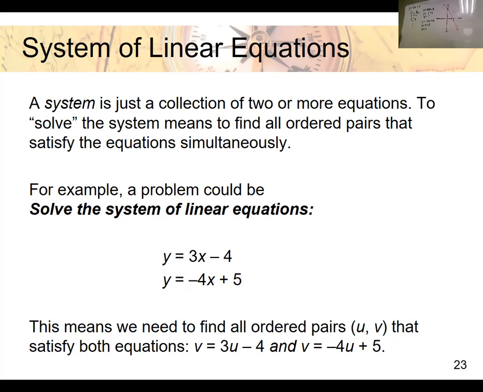So for a problem like this one, y equal 3x minus 4 and y equal -4x plus 5, we want to solve this. That means we need to find all the ordered pairs, which they call u comma b, which is the same as x comma y, such that they satisfy both the equations. And they're using b instead of the y and u instead of the x. B is equal to 3u minus 4 and b is equal to -4u plus 5.